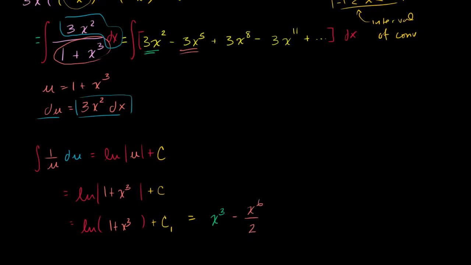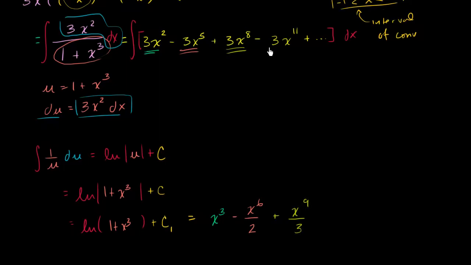And then, let's see, I'm running out of colors. The antiderivative of x to the eighth is x to the ninth over 9. So it's going to be plus x to the ninth, and then we have this 3. 3 over 9 is 1/3. And I think you see a pattern happening.